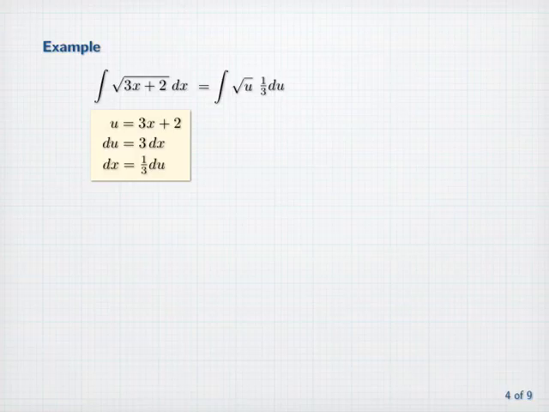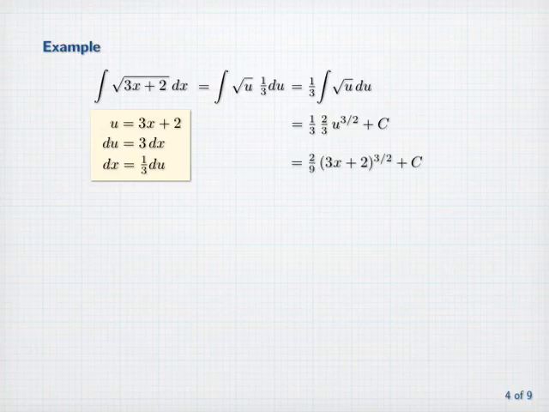And of course we can bring the 1/3 outside the integral, and so we only have to antidifferentiate the square root function. So we get 1/3 times 2/3 u to the 3/2 power plus c by the power rule, which is 2/9 times 3x plus 2 to the 3/2 power plus c. Another example. The integral of x times the square root of x squared plus 1 dx.